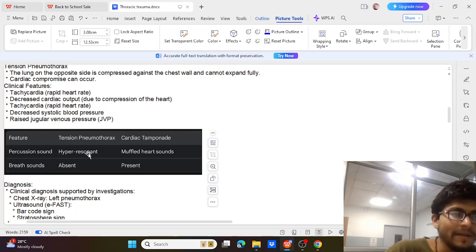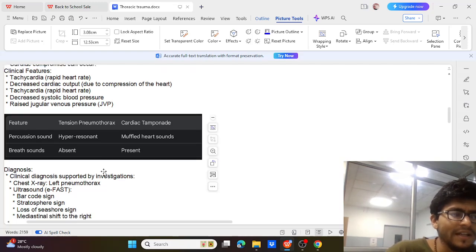So hyper resonant, this you will be only able to differentiate when you have heard resonant. So it will be more resonant, okay, and the heart sound will be muffled. That means it will be blurred. There will be no breath sound in tension pneumothorax, okay. So these are all the clinical features of tension pneumothorax, in comparison to cardiac tamponade, which we'll be seeing in detail in some time.